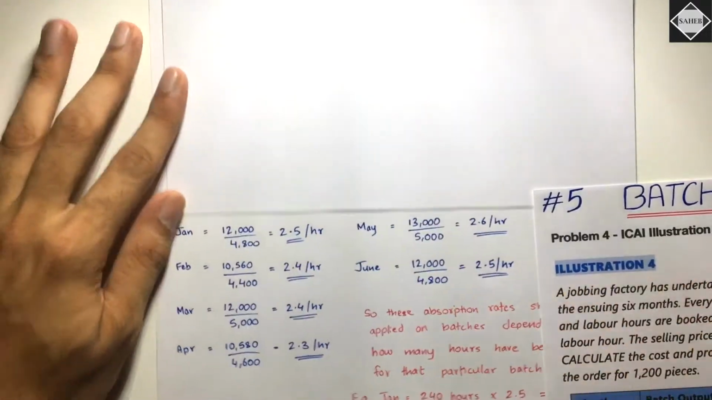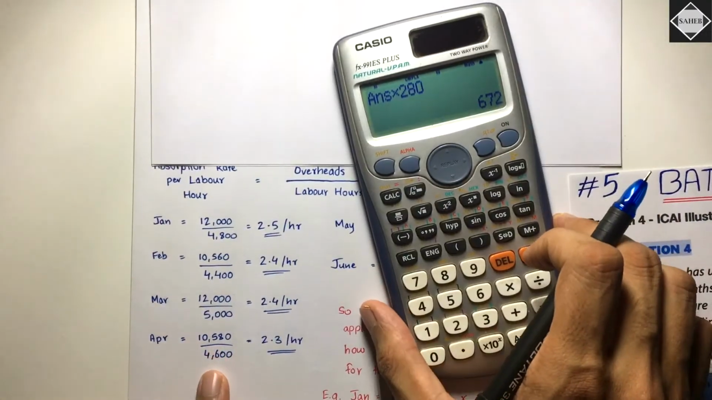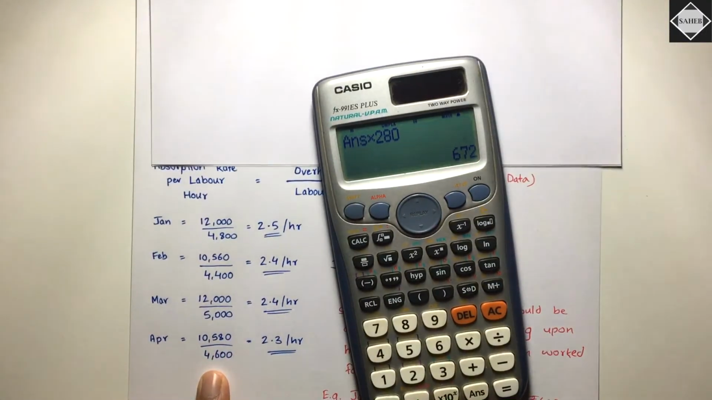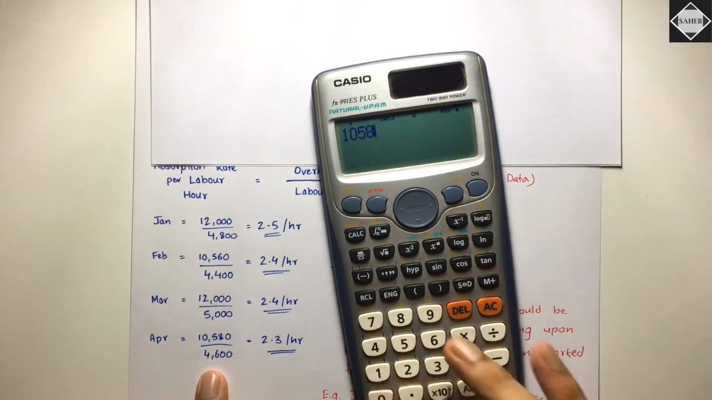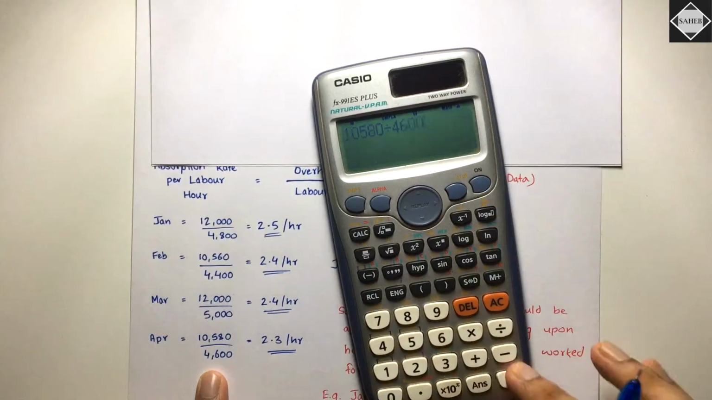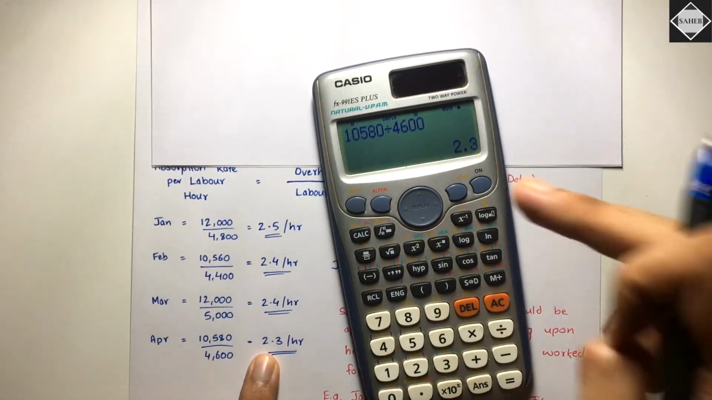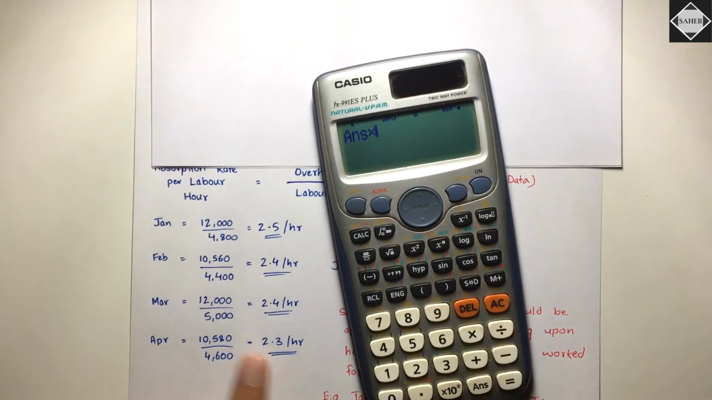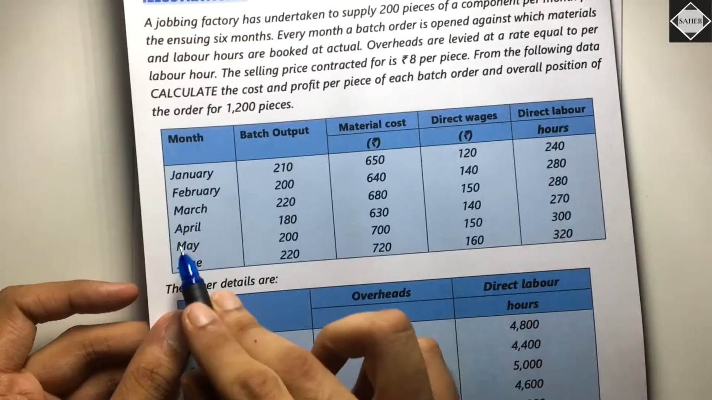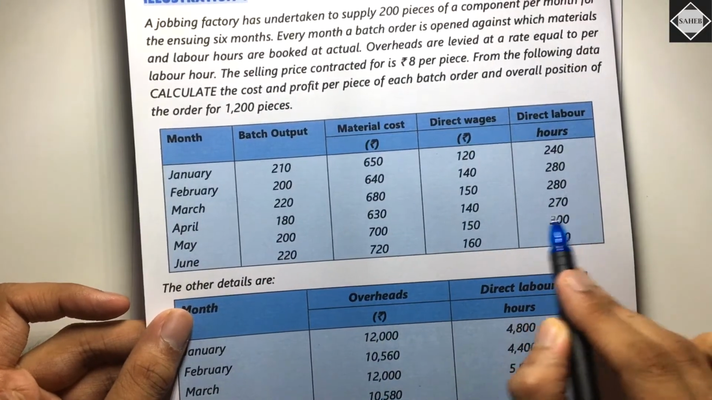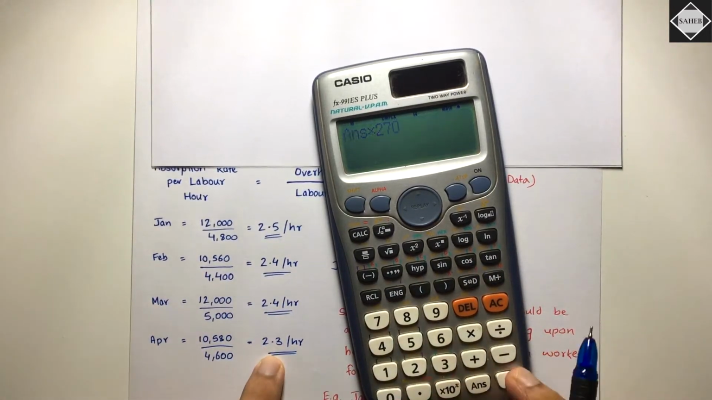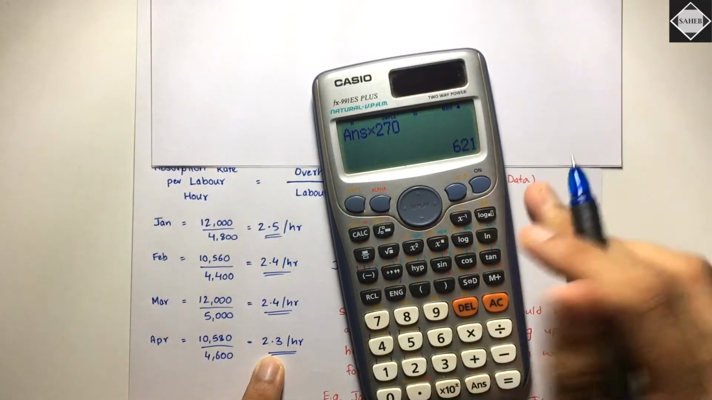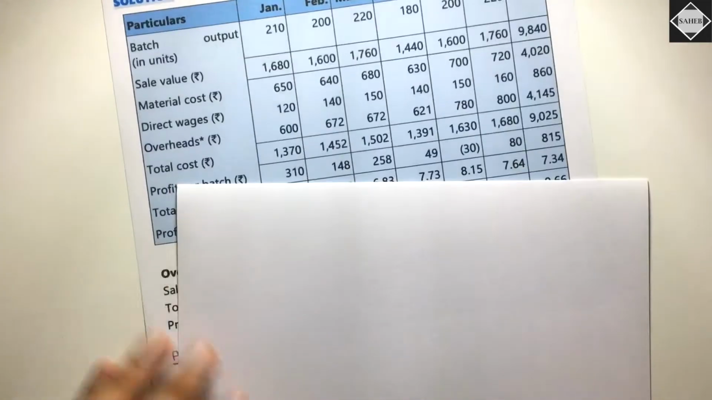I will leave it. Okay, and then April, see here, 10,580 divided by 4,600, that's equal to 2.3. Now this 2.3 into what? Into the April's hours of that batch. See here, of that job, 270. So 2.3 into 270, that's equal to 621. Is it clear? 621 rupees.